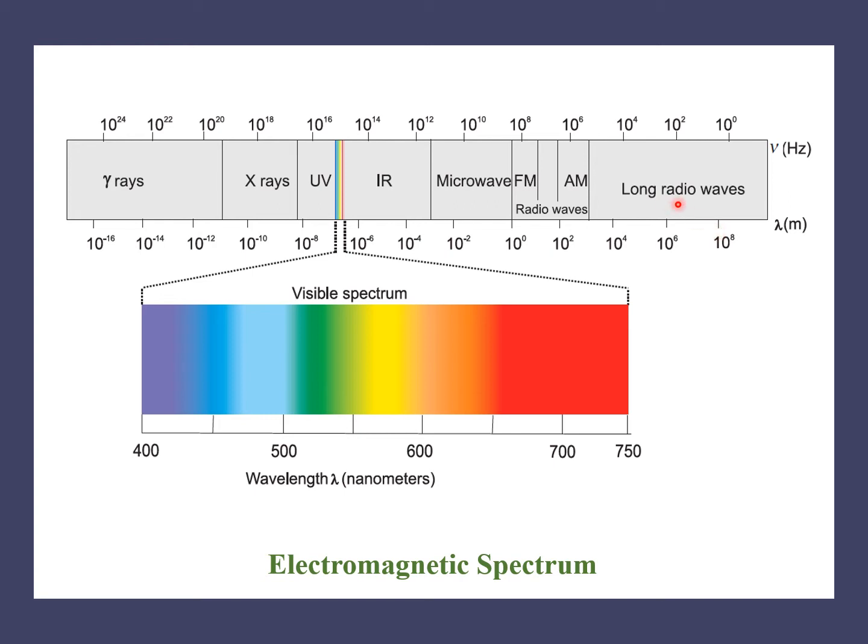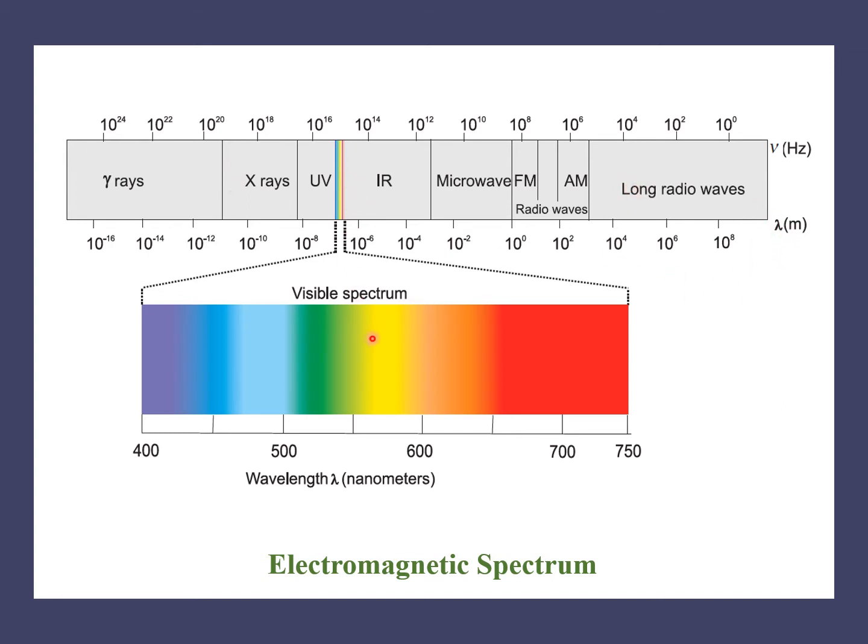These long radio waves are lower in energy, so this means that they have high wavelengths, and these gamma rays are very high in energy, meaning they have very low wavelengths. The energy parameter is directly proportional to the frequency. We know this formula, E equals h mu, or h c upon lambda, where mu is the frequency, h is the constant, and lambda is the wavelength.